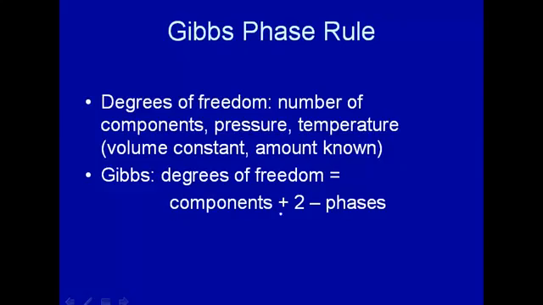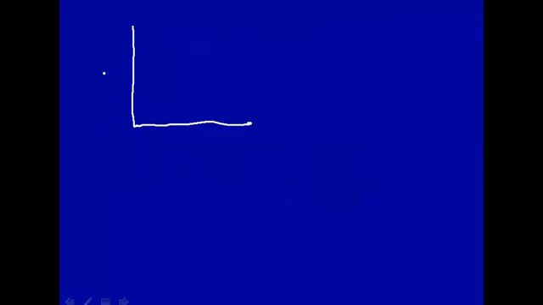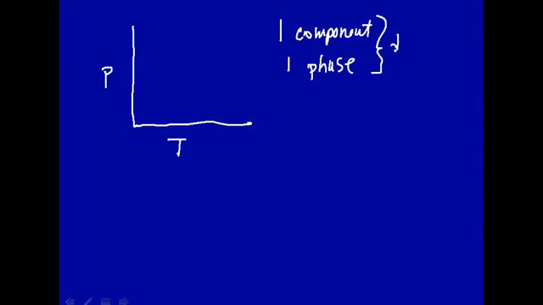The degrees of freedom is components plus 2 minus phases. Just to refresh your memory, suppose we have a pressure-temperature diagram, and we have one component, and we say we just need one phase. That means we can be anywhere in this plane. We have 2 degrees of freedom. We can vary temperature or pressure independently and get any point in this phase diagram. So for this particular case, the degrees of freedom will equal 2: temperature and pressure.